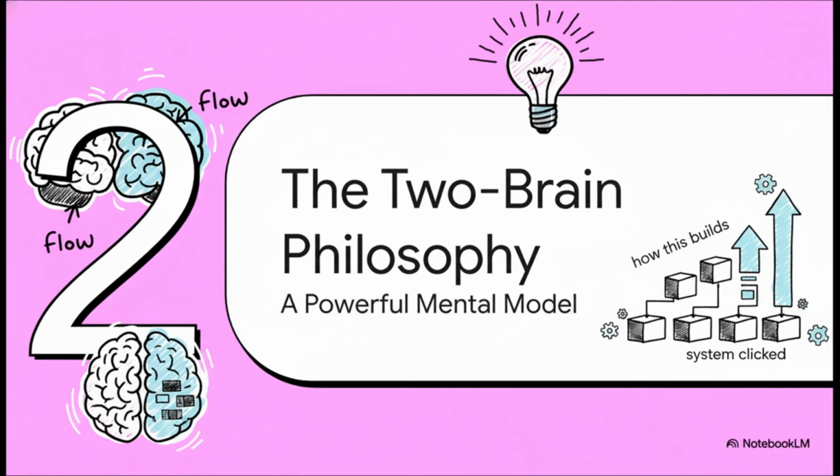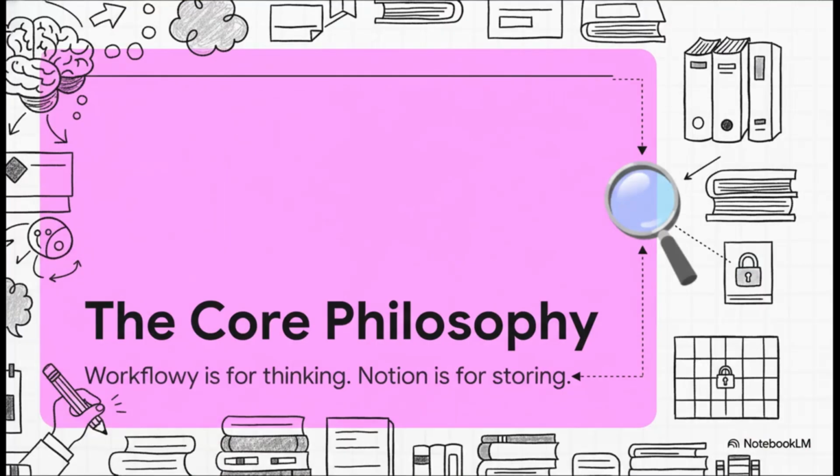This is the core philosophy that makes this whole system just click. Okay, this is it. This is the single most important idea you need to get. Stop thinking about these tools as two competing notebooks. Instead, think of them as specialized parts of your brain. Workflowy is for thinking. It's your fast, messy, creative space. And Notion? Notion is for storing. It's your structured, organized, long-term memory.